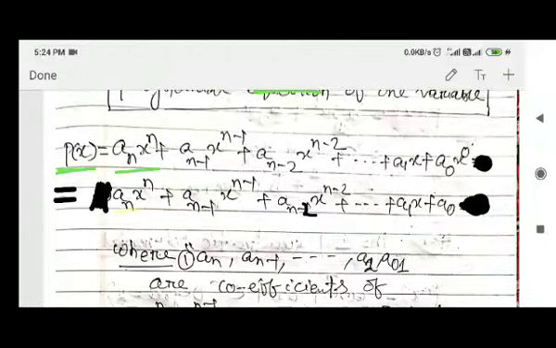Students, today we will learn about polynomial in one variable. In polynomial in one variable, we should include the polynomial with one variable. It may be x, y, z or anything. So here we are including the variable x and its different powers.